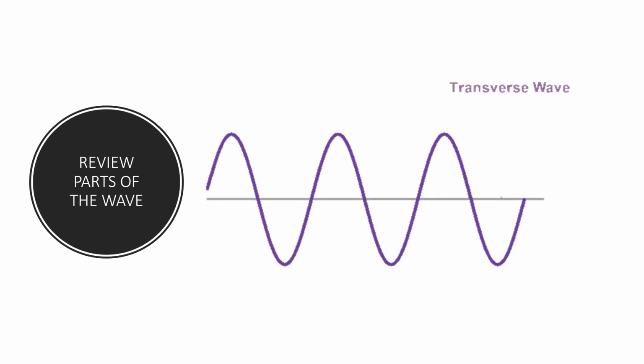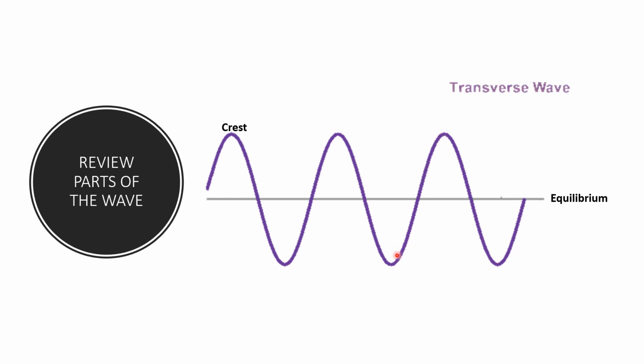Okay, let's say we have here a transverse wave. I will use this illustration to review your knowledge of the different parts of the wave. So we have the equilibrium. The equilibrium is this line, or that is the stable part of the wave. And then we have the crest. That is the highest point of the wave. So this is the crest, this is also the crest, and this is also the crest.